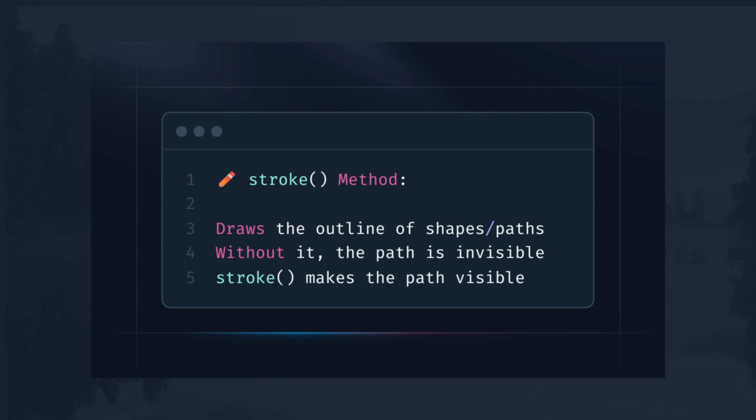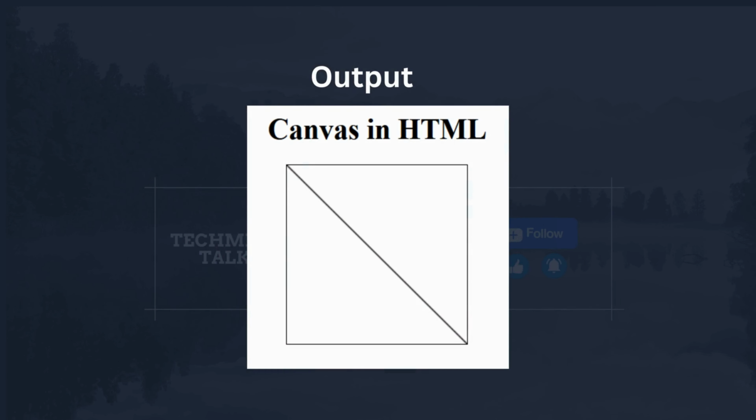The stroke method is used to draw the outline of the shape. Without the stroke method, the path would be defined but not visible. Stroke makes it visible by drawing the outline of the path. And now we can see the line has been drawn on the canvas.